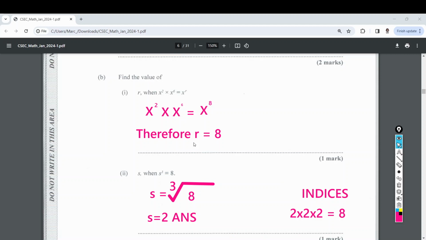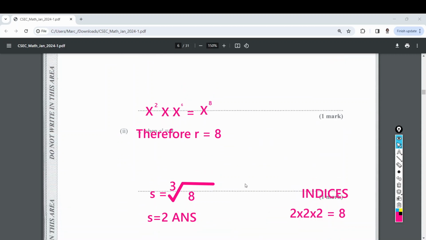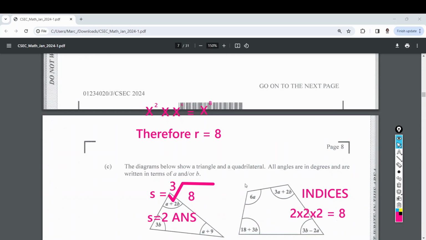Let's just do a recap of this one. r is equal to 8. x squared times x to the 6 is equal to x to the 8. So r is equal to 8. And s is equal to the cube root of 8, and 2 times 2 times 2 is equal to 8. So s is equal to 2, and that's the answer. All right, so let's scroll down to the next part now, guys.